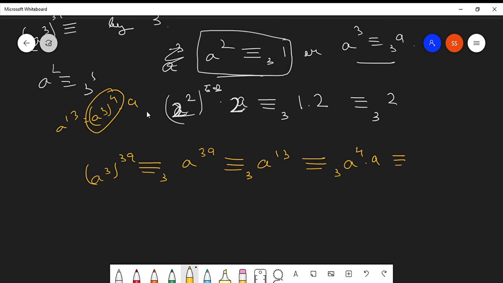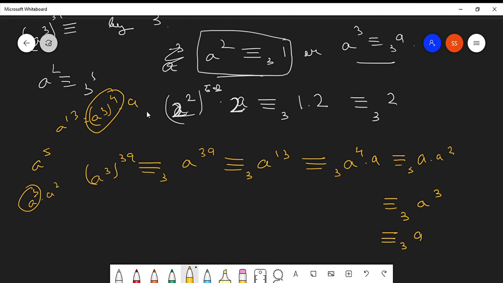So this will be congruent to, so a to the power 4 times a becomes a to the power 5. Okay, and a to the power 5 can be written as a cube into a square. Now a cube is a mod 3, right? So this becomes a into a square modulo 3, which is congruent to a cube modulo 3, which is congruent to a mod 3, right?